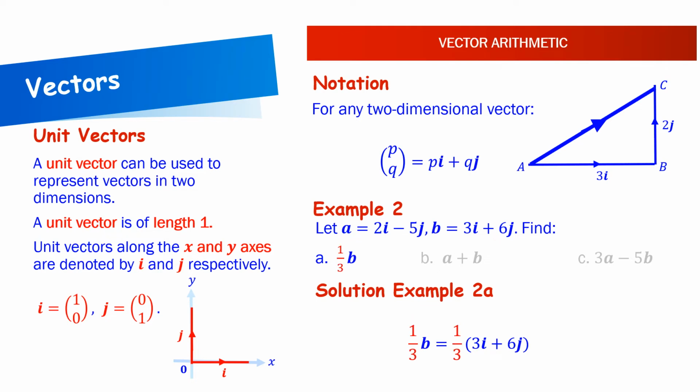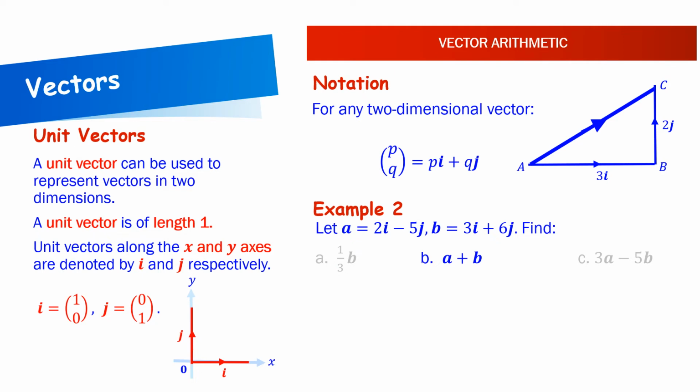Here's a third, and here's b. We now multiply out. So a third times 3i is i, and a third times 6j is 2j, as shown. So we have that a third b equals i plus 2j.